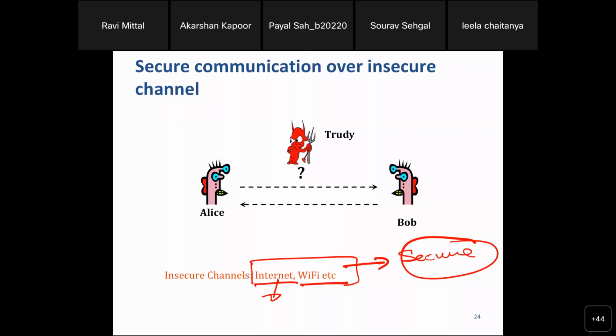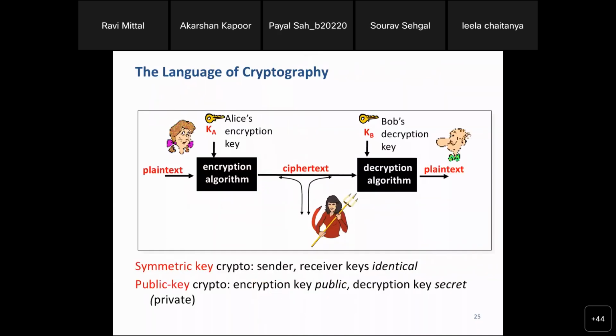Now it is the responsibility of users to use protocols to make it secure. Okay, so this we have already studied.